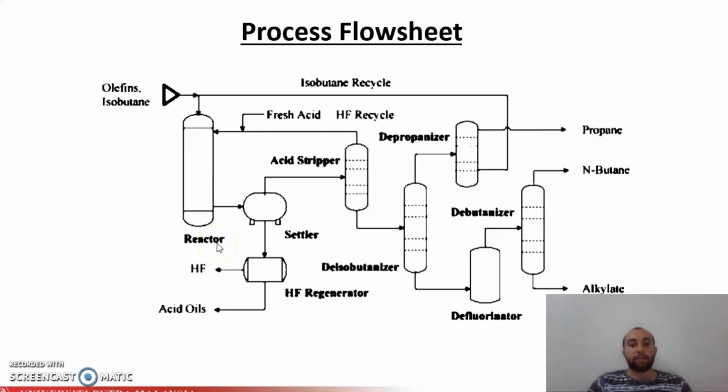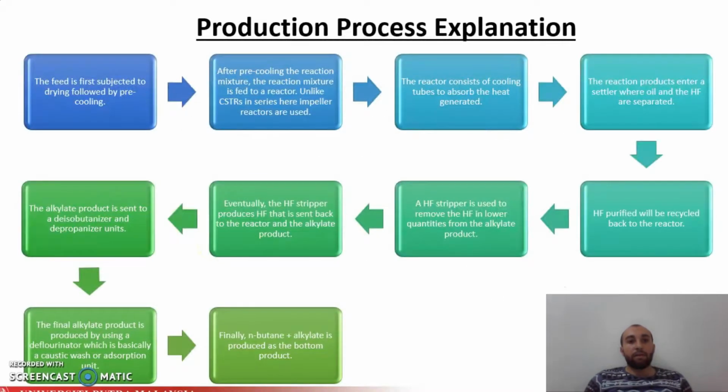Assalamu alaikum. This is the process flow sheet. Now the feed is subjected to drying followed by pre-cooling. After the pre-cooling, the reaction mixture is fed into a reactor. Unlike the CSTR, we are using impeller reactors, and in the impeller reactors there are cooling tubes to absorb the heat generated. Afterwards, the reaction products enter a settler where oil and HF are separated.